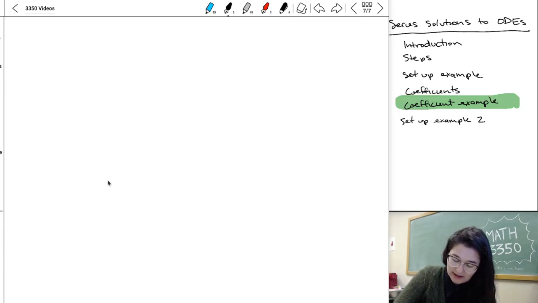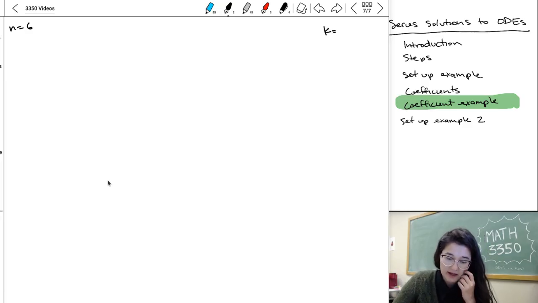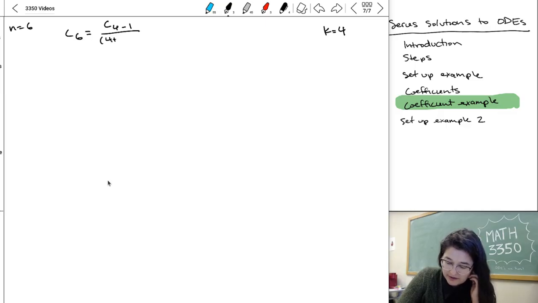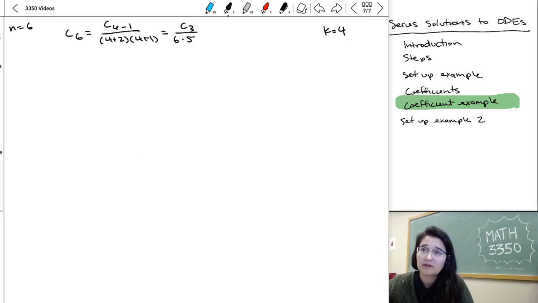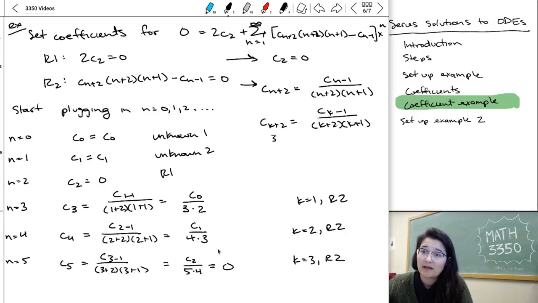But we're going to go on to n equals 6. So this is that case where k would be 4, since 4 plus 2 is 6. So then C6 is c_{4-1} divided by (4+2) times (4+1). That's C3 over 6 times 5. And C3 isn't one of my two unknown coefficients, so I have to go back. C3 was C0 over 3 times 2. I need to plug that in.